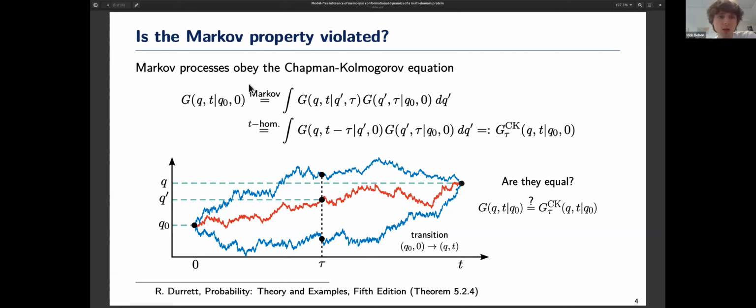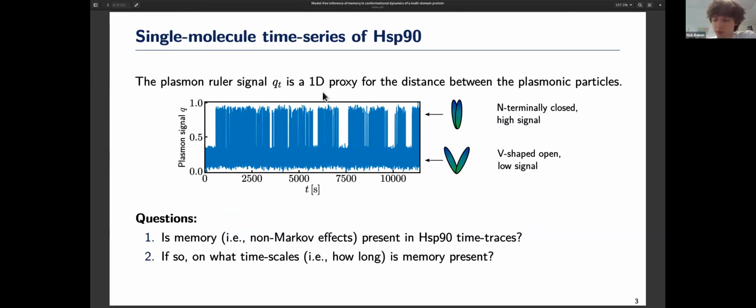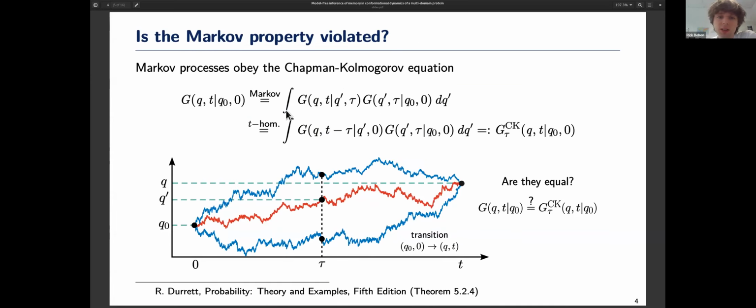We especially looked at the Chapman-Kolmogorov equation, since, just to repeat it again, every Markov process obeys this equation, which is an identity for the transition probability, which I denote in my talk as G. So the probability that you start at some Q0 at time t0 to end up at a different Q after some time t.